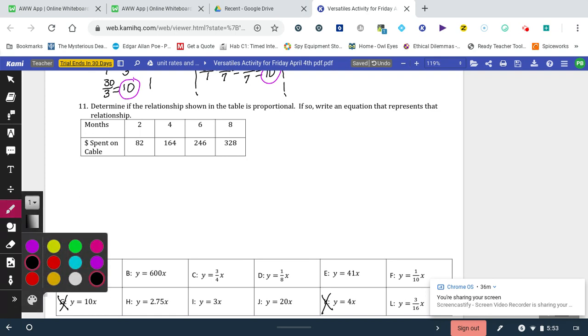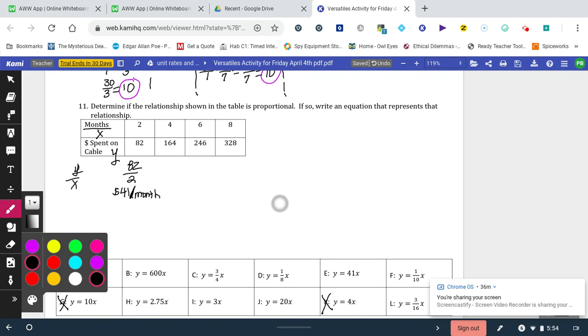All right, 11 says determine if the relationship shown in the table is proportional. If so, write an equation that represents the relationship. So again, it's the same format. I see that I have months. Months is a unit of time. It's automatically X, and the money spent on the cable bill is Y. So you take Y and divide it by X. You're going to take 82 and divide it by 2. So it ends up being $41 per month. It's a slash for per, being lazy.